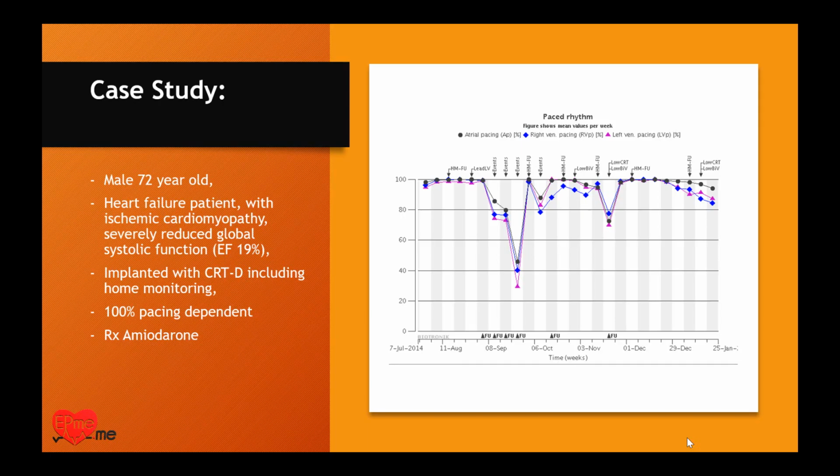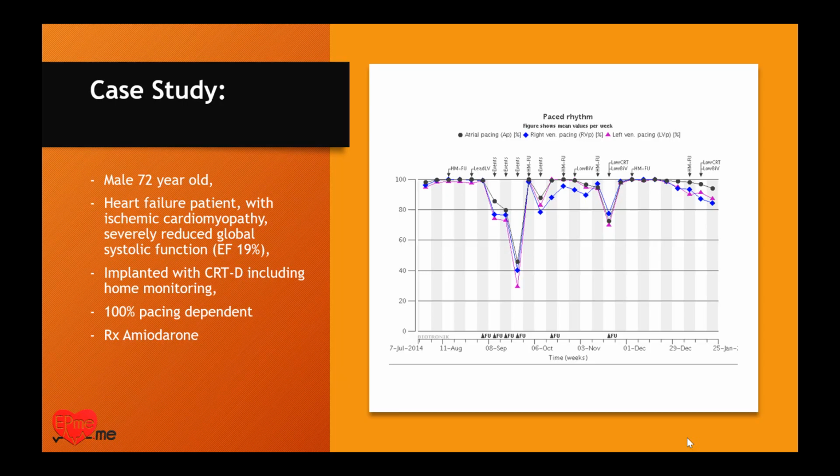This is an observational case study of a 72-year-old male heart failure patient with ischemic cardiomyopathy, severely reduced global systolic function. That's left ventricle function, when in the echocardiograph, the ultrasound of the heart, he had an ejection fraction of 19%. That's the ability of the heart to take the blood that's in it and send it to the rest of the body. So he's only actually sending out 19% of the blood in his heart out to his body. That's severely reduced function.